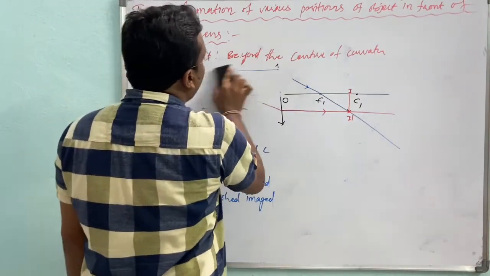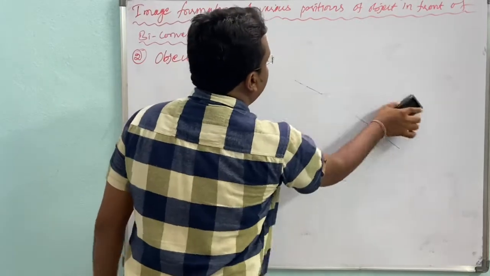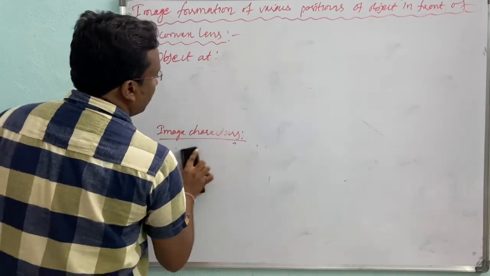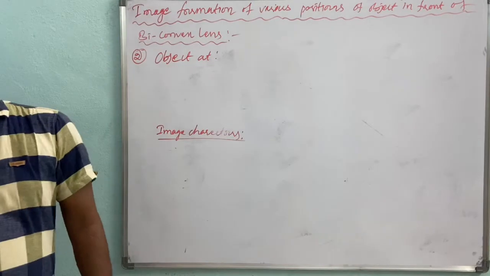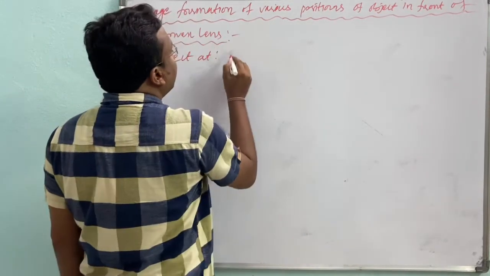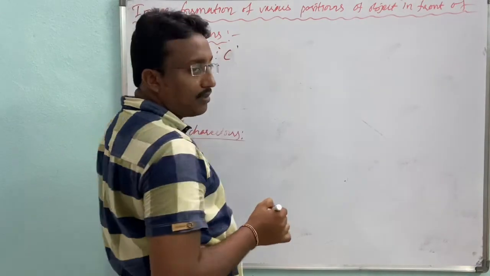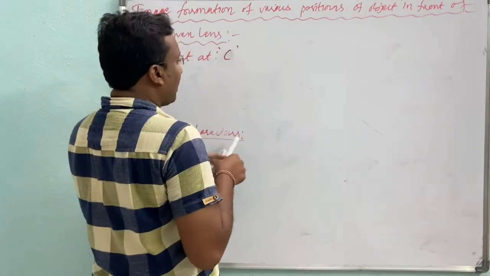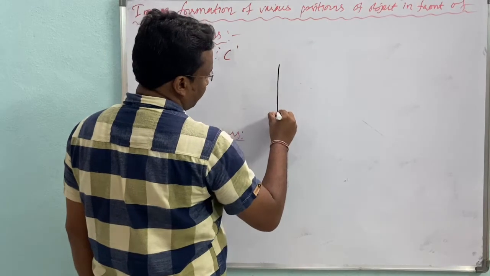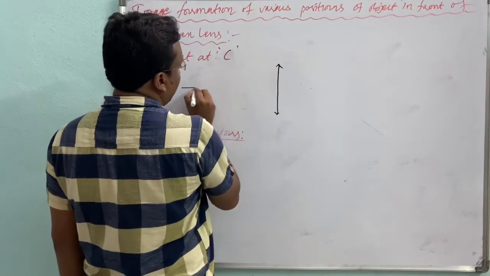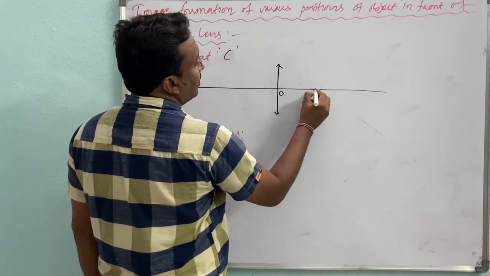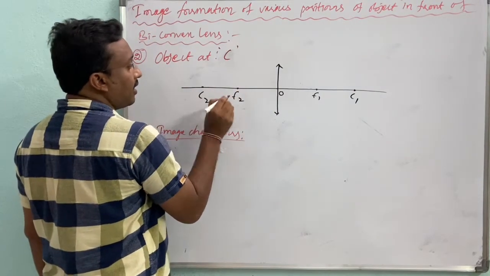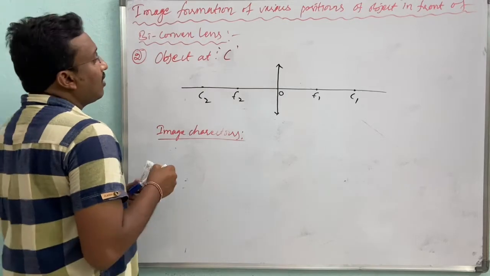Next, I will take the position of the object at C. The object is at C, meaning on the center of curvature. Here take a convex lens, a biconvex lens, then the principal axis, optic center, focus, center of curvature. Then here the object is located on the center of curvature.